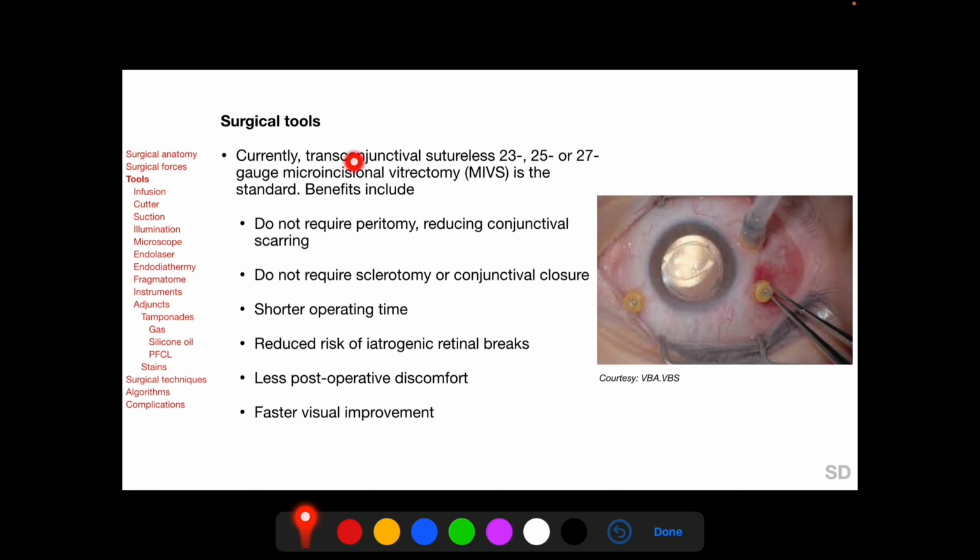Currently, transconjunctival sutureless microincisional vitrectomy, or MIVS, as shown here in this photograph, is the standard procedure for pars plana vitrectomy. Benefits of MIVS include no requirement of conjunctival peritomy, thus reducing conjunctival scarring, no requirement to close sclerotomy or conjunctival incisions with sutures, a shorter operating time, reduced risk of iatrogenic retinal breaks, less post-operative discomfort, and faster visual improvement.